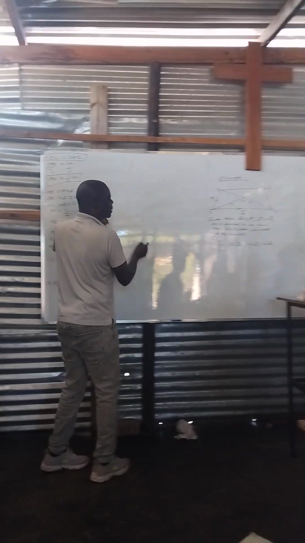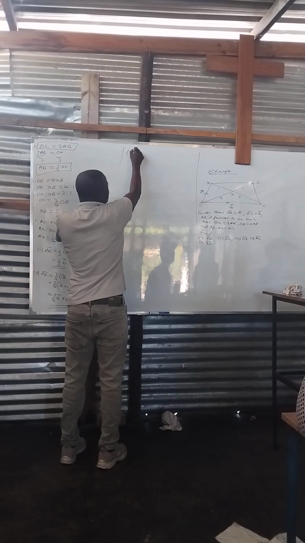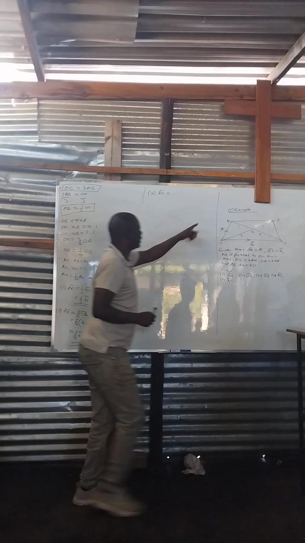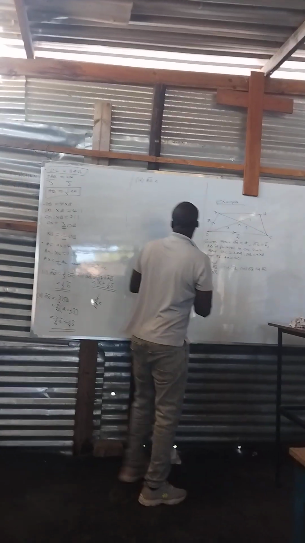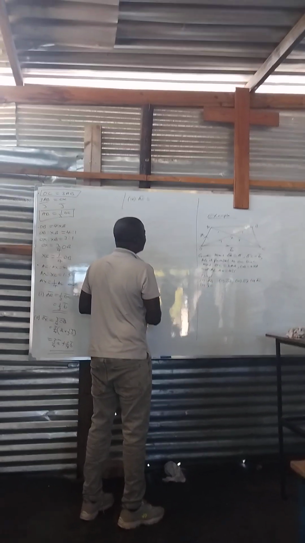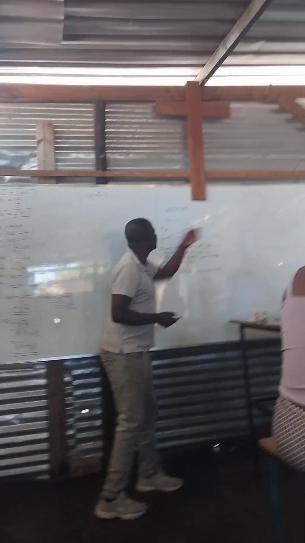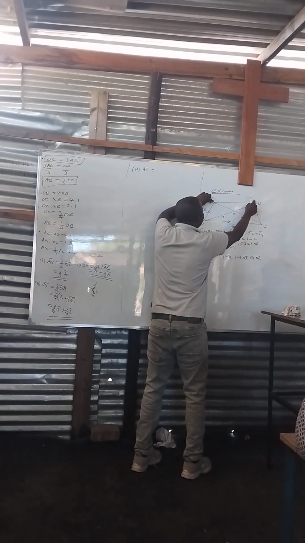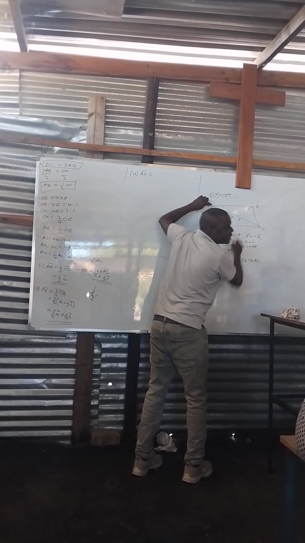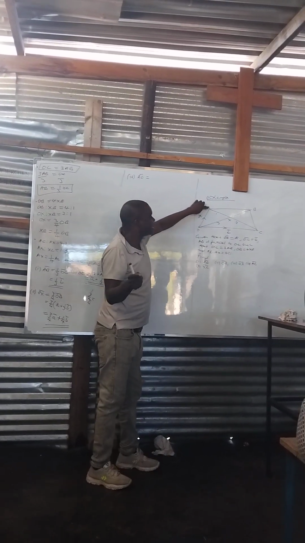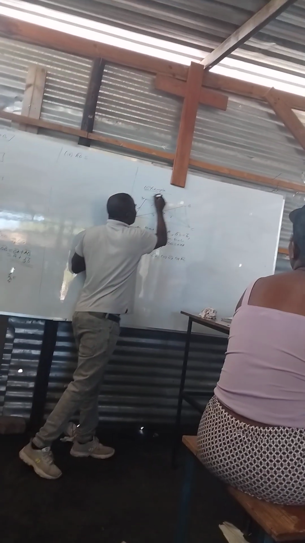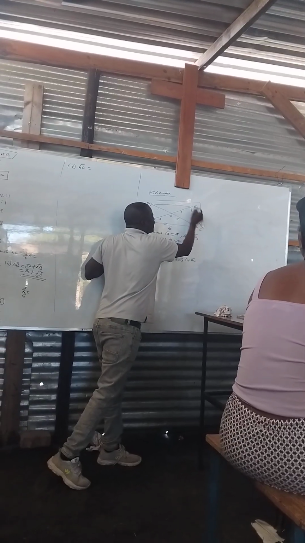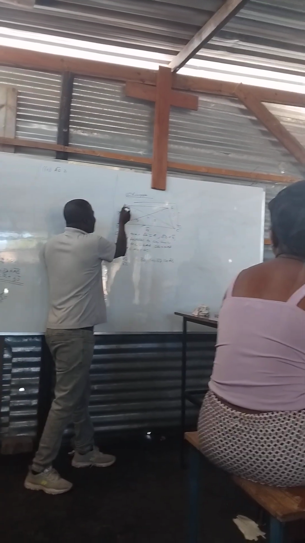Item 4, vector AC, from A to C. From A to C, which way can I go? I can go from A to B, yes, but I don't have BC. That's a problem. I cannot go this way because BC is missing.